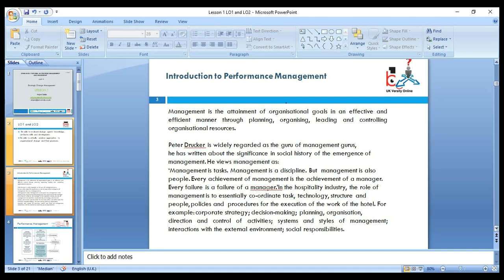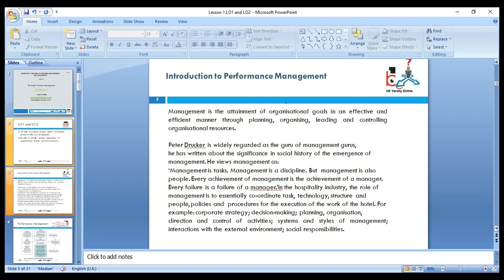The management objective is to attain organizational goals in an effective and efficient manner through planning, organizing, leading, and controlling organizational resources. According to Peter Drucker, one of the great scholars and a guru of management, who wrote many books on management, management is a task. Management is a discipline. If we have good discipline as a manager, we can manage. If we don't have discipline ourselves, of course we can't manage others.